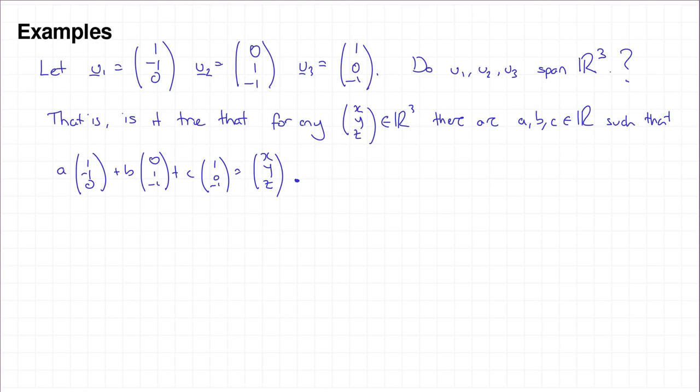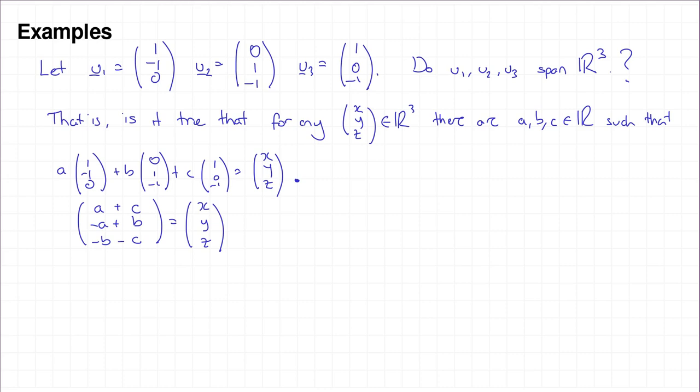So the first step is to collect the vectors on the left of this equation into one single vector. And if you do that, you will get (a plus c) at the top, then (minus a plus b), and then (minus b minus c), like this. And this is equal to (x, y, z). You want to know whether or not this system of three linear equations in the variables a, b and c always has a solution no matter what x, y and z are.